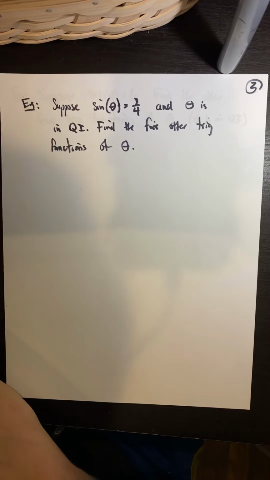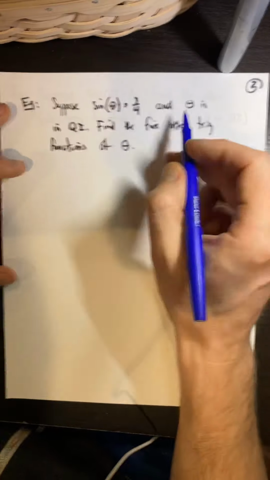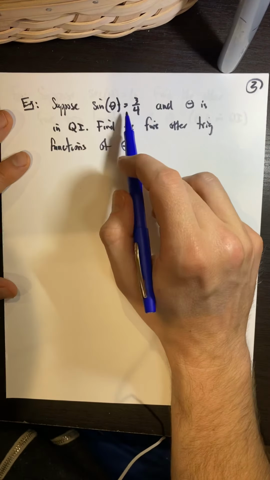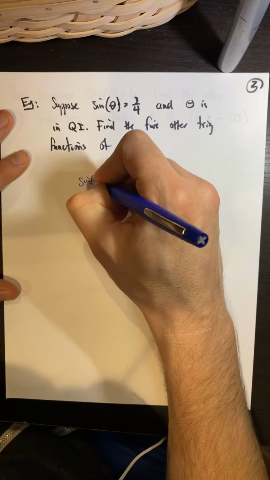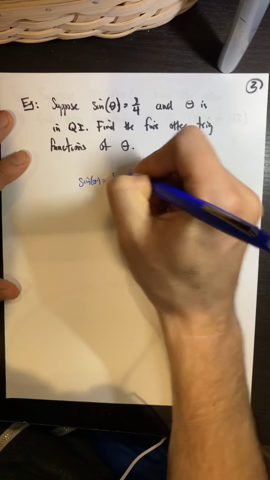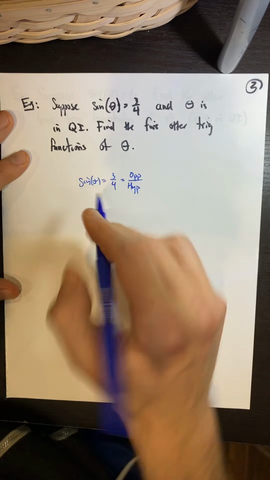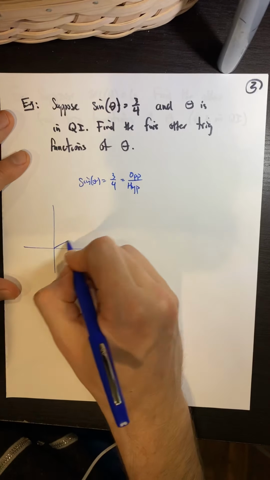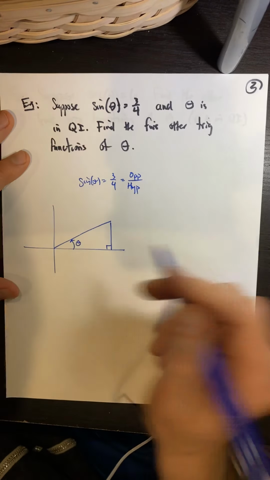So let's suppose that sine of theta is 3 over 4, but we do know that theta is in the first quadrant. So if we know the sine of an angle, the ratio 3 to 4, we actually know two sides of a triangle that this acute angle theta represents. So since theta is in the first quadrant, I can draw this triangle, right?